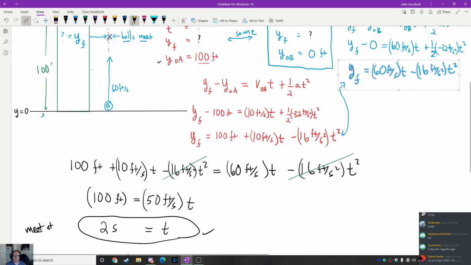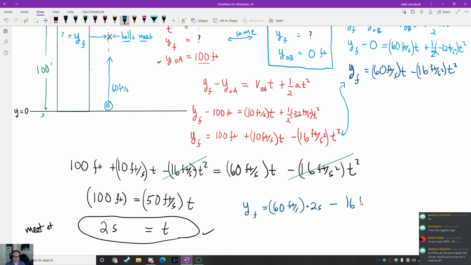So the final position where they meet, y final, should be equal to 60 feet per second times 2 seconds minus 16 feet per second squared times 2 seconds squared. So if they're the same speed, the answer would just be they don't meet at all. Yeah, Chris, it would be that they both hit the ground before they meet. Yeah. What do you get, 56?